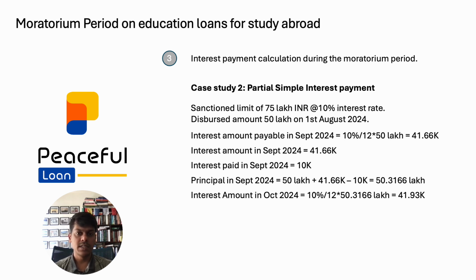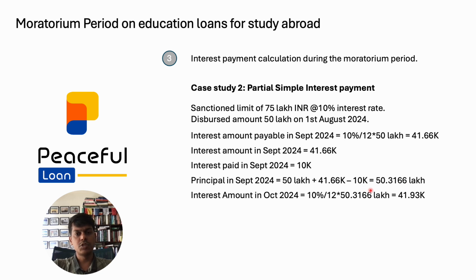But because you are in a partial simple interest payment term during the moratorium period, let's assume you only paid 10,000 rupees per month. That means the additional 31,660 rupees of interest now gets added to your principal for the interest calculation of October 2024. And hence, as you can see, the principal amount here has increased from 50 lakh rupees to 50.3166 lakh. Now the October month's interest will be calculated on this 50.3166 lakhs, and hence you can see the interest amount has slightly increased. This is also called compounding.